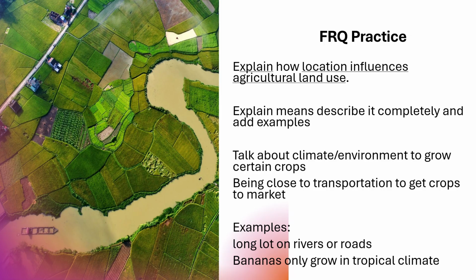So you can look at growing perishable crops close to people so you can get them to market. You can talk about being on rivers for transportation, or that certain fruits like bananas will only grow in tropical climates to answer that question.